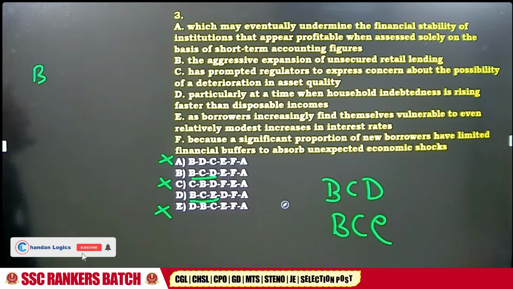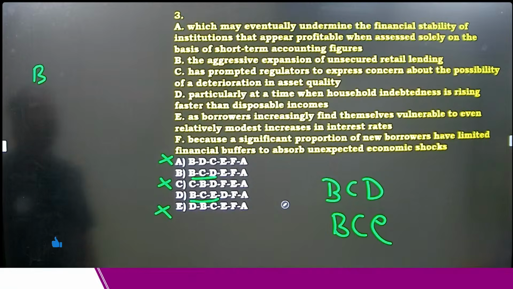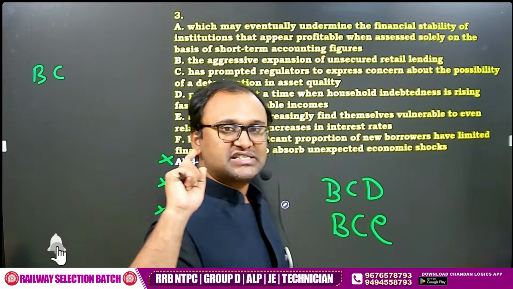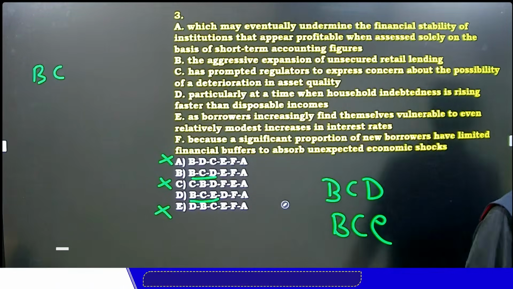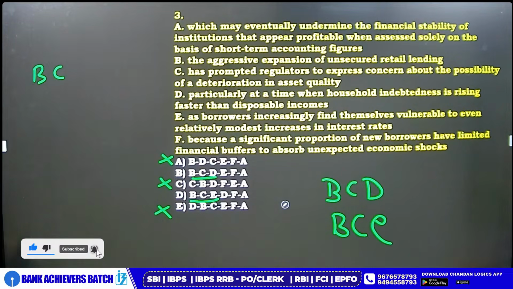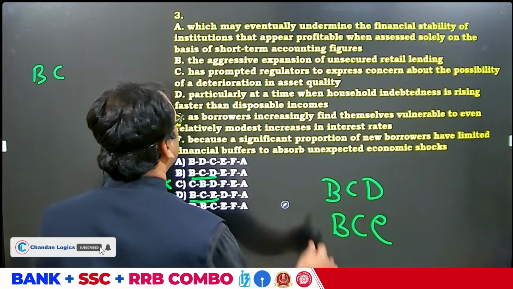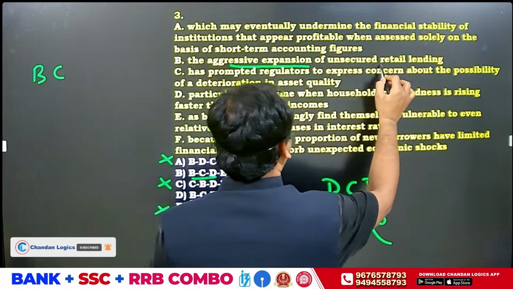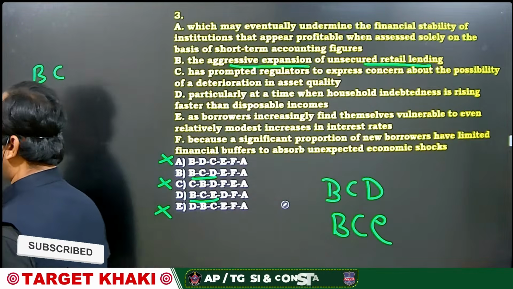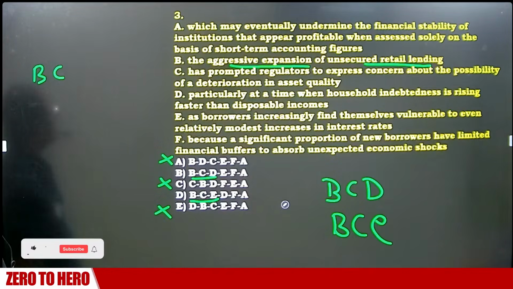The aggressive expansion of unsecured retail lending has prompted. So C is guaranteed, no? So what is now the problem? In the first exercise, the problem was the decline in private consumption. In the second exercise, the problem is patients don't listen to doctors. Now in the third exercise, the problem is aggressive expansion of unsecured retail lending. There is no security, but aggressive business people are doing it in retail. So that is the problem. That's where the problem began.